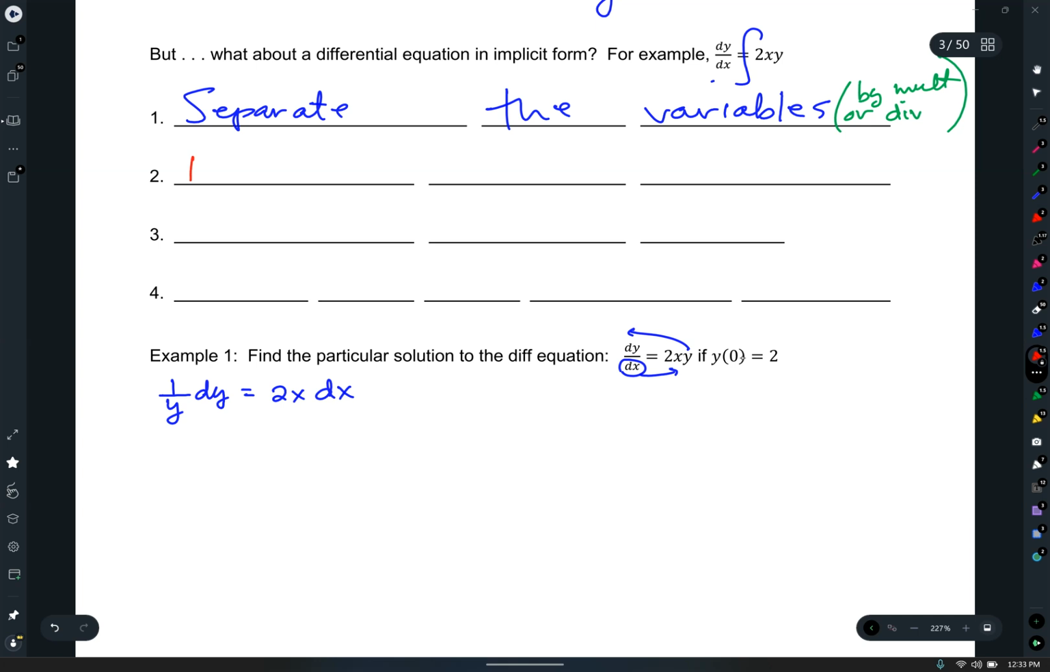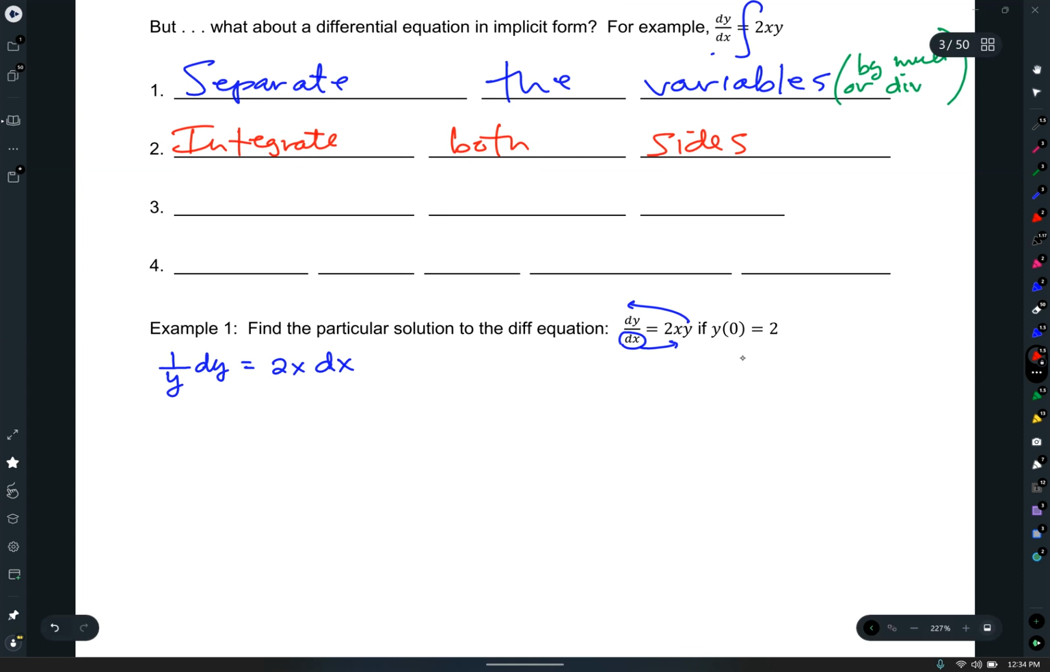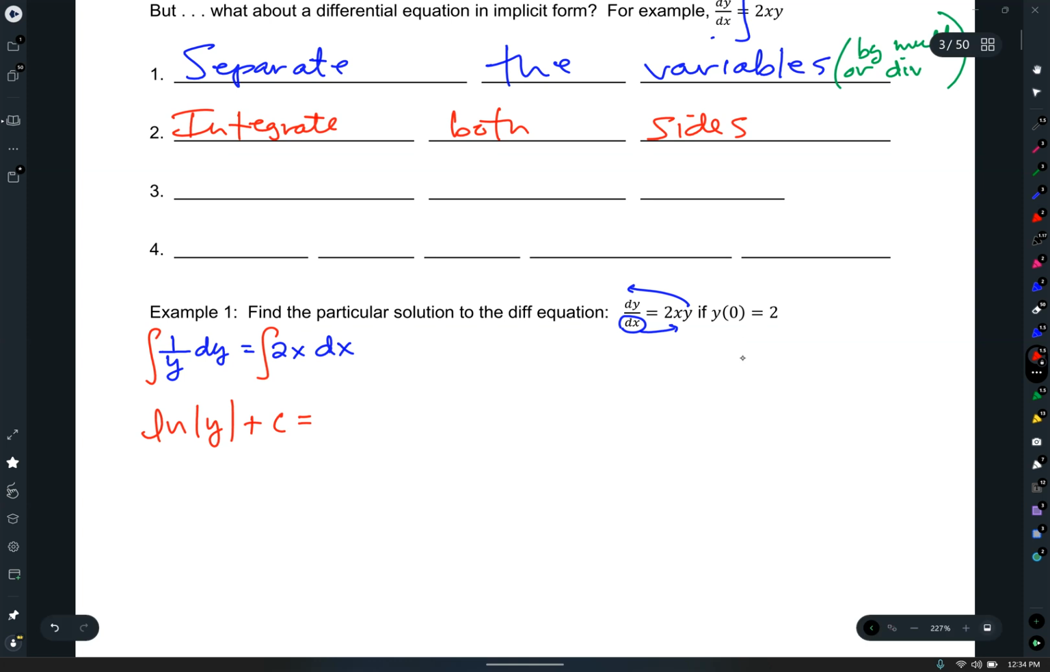So step 2 is integrate both sides. That's the whole reason we separated, because if it's only one variable, then I can integrate both sides. So I'm going to integrate both sides. Okay, what's the integral of 1 over y? Natural log of the absolute value of y plus c equals, what's the integral of 2x?